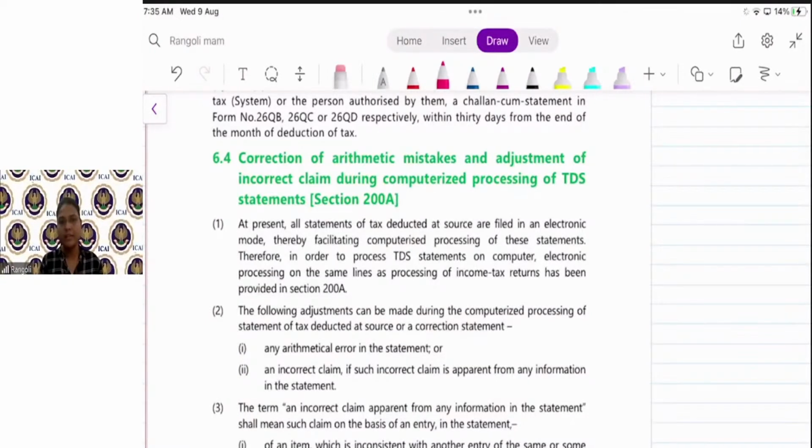And if there is any error, say for example, I have mentioned section 194J but deducted TDS at the rate of 2%. So there is short deduction of TDS. Right.